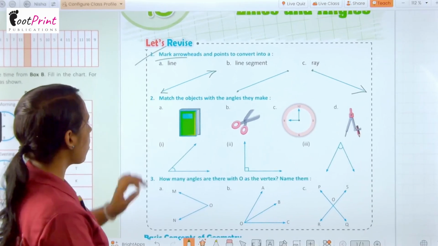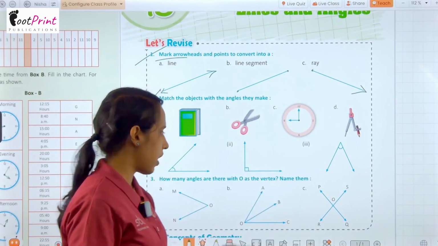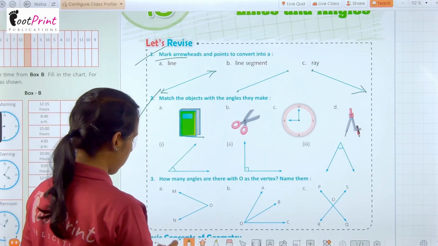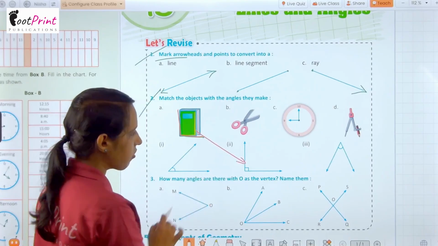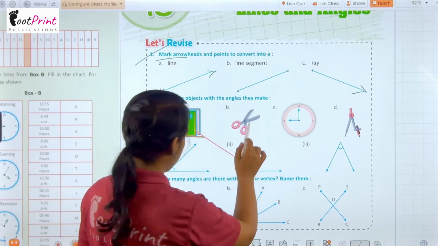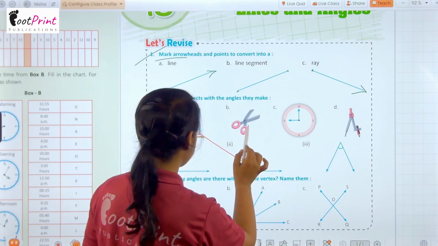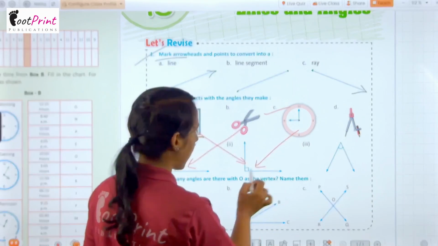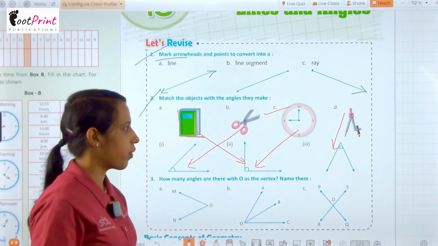Okay. Now the next question is match the object with the angles they make. The angle the book makes looks like that. It is making this angle, so we will match it with the second angle, and this one makes this one, and the clock is also showing a 90 degree angle, and this is showing this one.